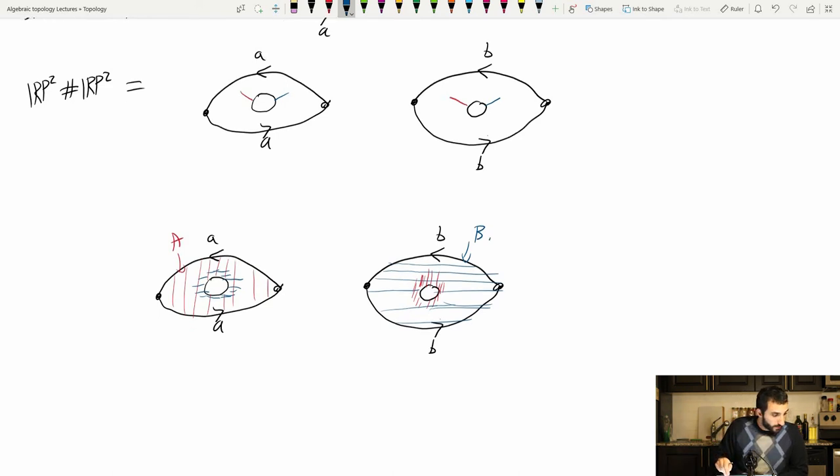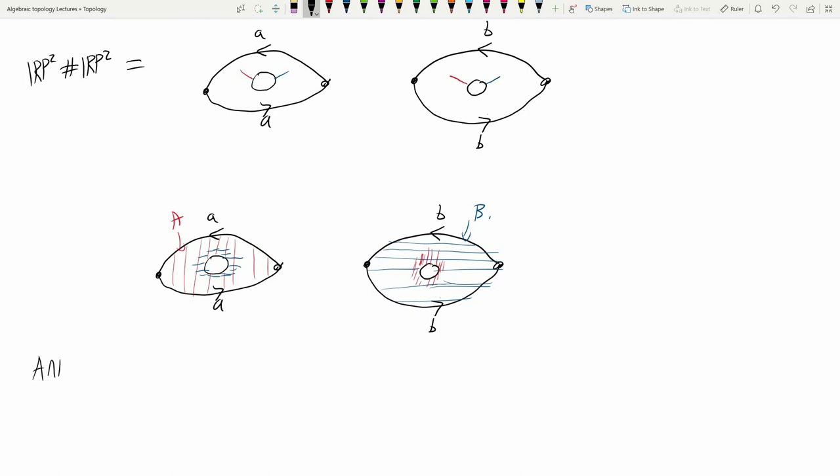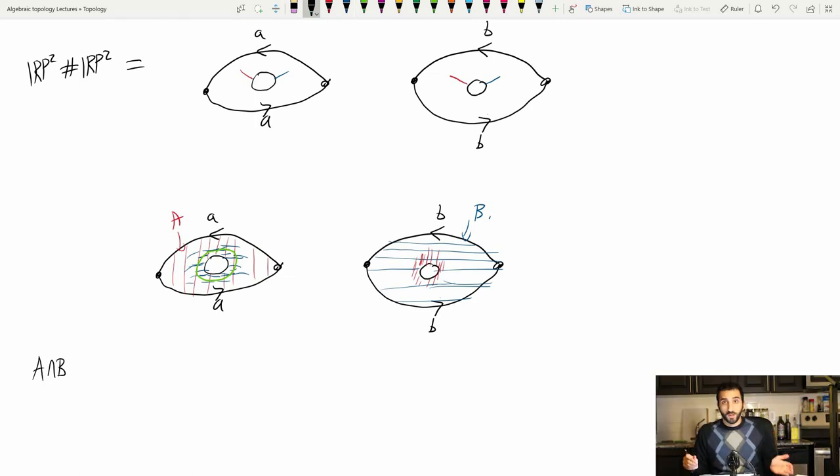Now, A intersect B. You could think about it like, well, we're going to use this green circle here soon. Make this a little bigger. So this green circle here, you can imagine it expand outwards and fill up the whole blue, and then expand inwards into that wormhole portal, and then finally get into the other side and start filling out the second RP2. So what I've just argued for is that A intersect B is S1 cross I.